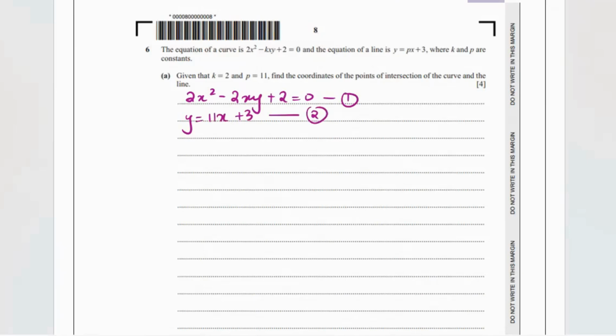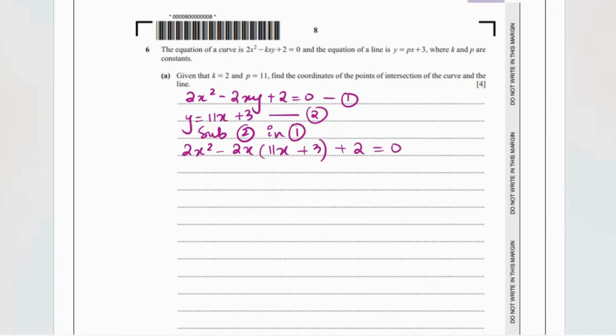Now we substitute y in the first equation. So substitute 2 in 1. So 2x squared minus 2x times (11x plus 3) plus 2 equals 0.